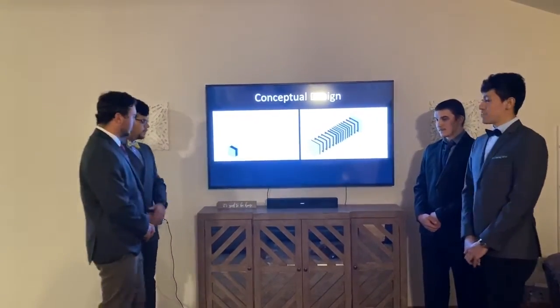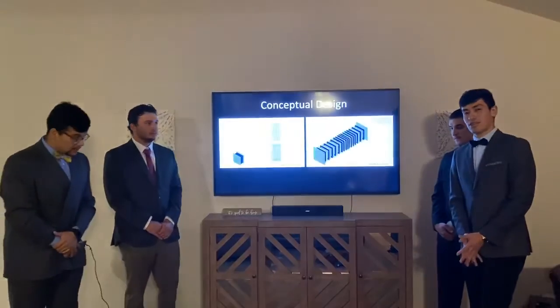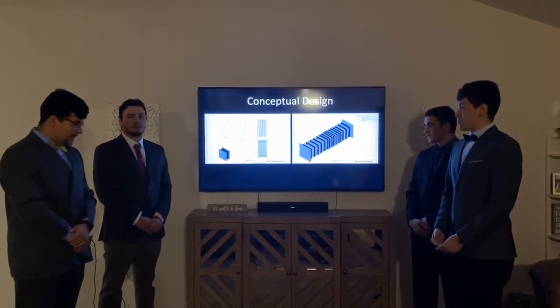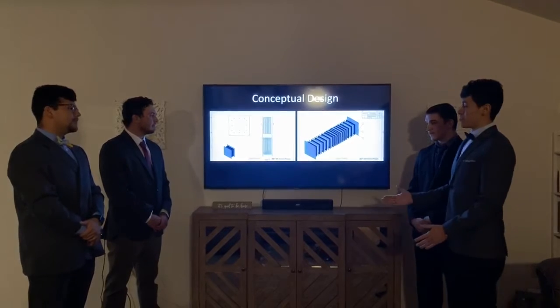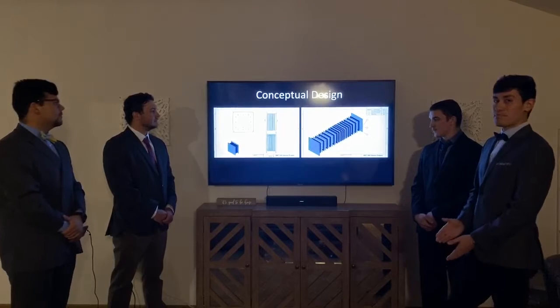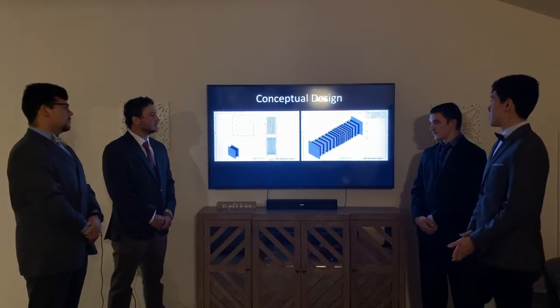Thank you, Jesse. As you said, I'll be talking about the conceptual design, specifications, and our budget of this project. So for our design, we made it on SolidWorks right here. It consists of three main parts. We have the polycarbonate plate, our steel plates, and our neoprene gasket.